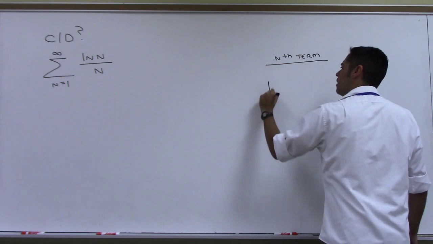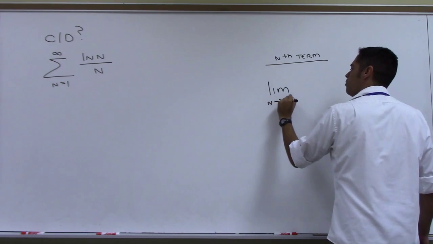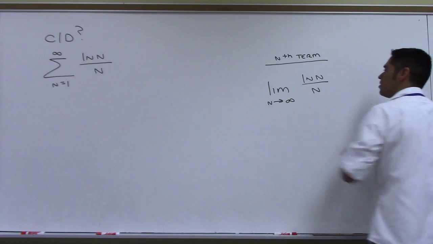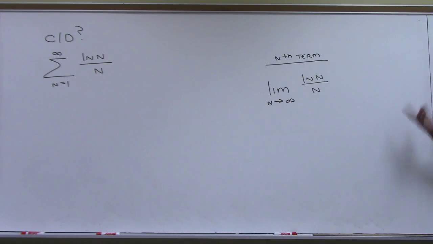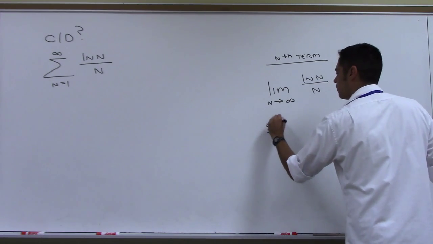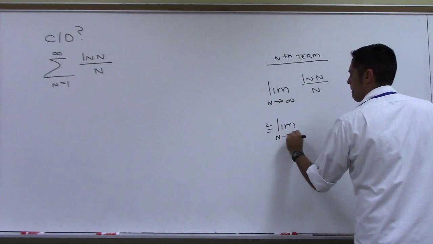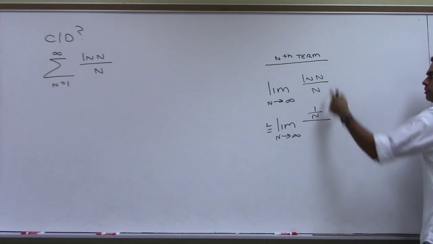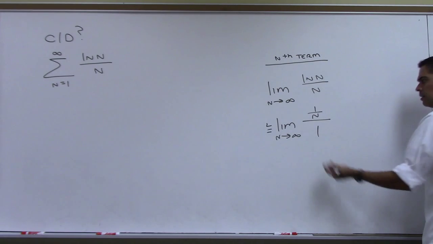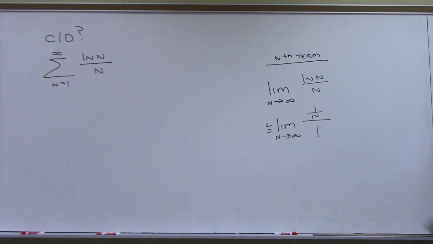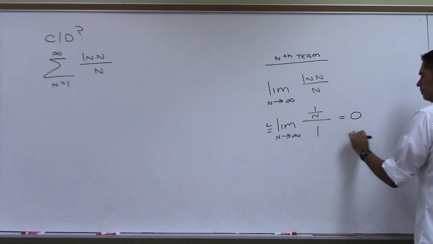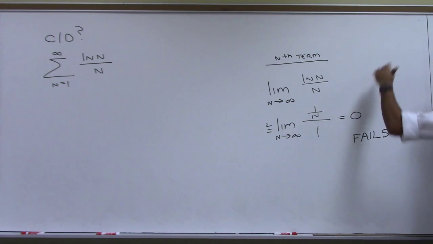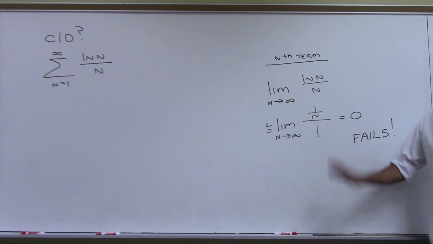Nth term, limit as n goes to infinity. What am I hoping for here? It's not 0, right? That's what I'm hoping for. So right now I'm at infinity over infinity. One application of L'Hopital's rule: 1 over n over the derivative of natural log, 1 over n, over 1. Where does that go? 0. Fail. Cross it out, whatever.